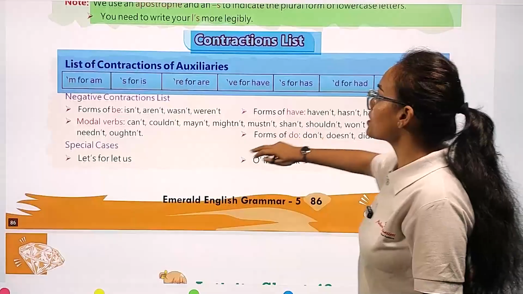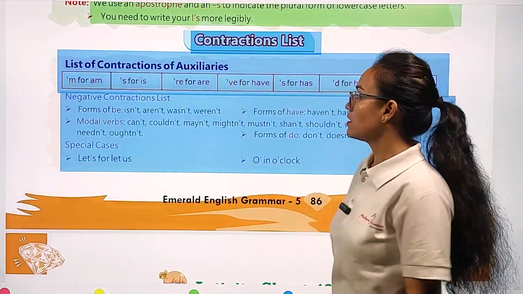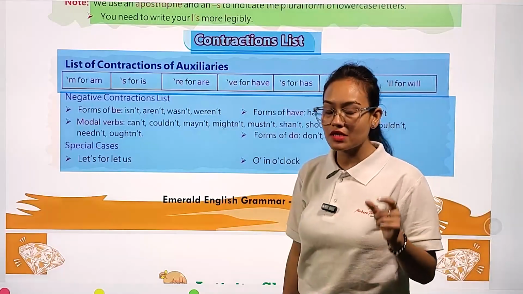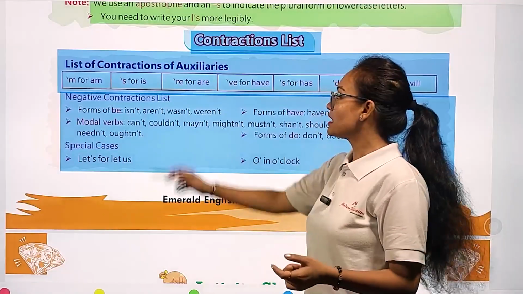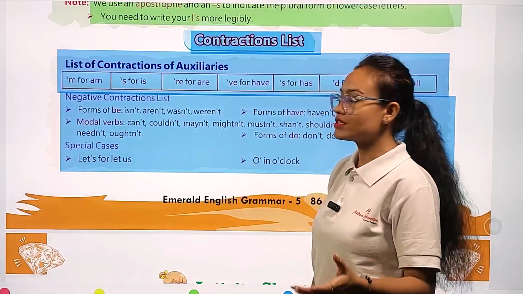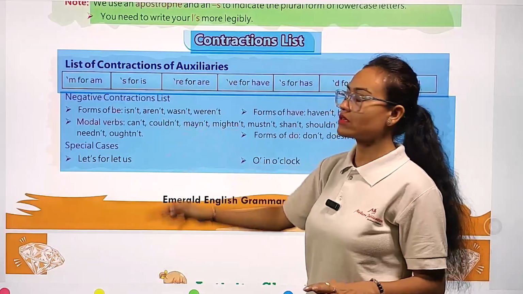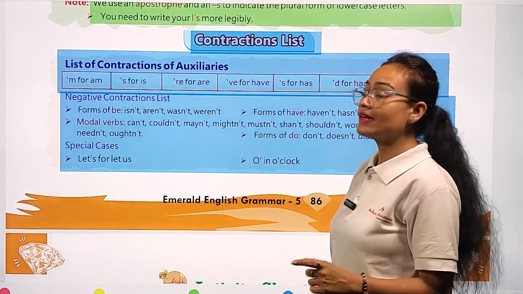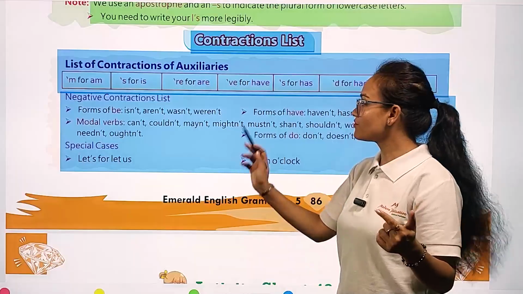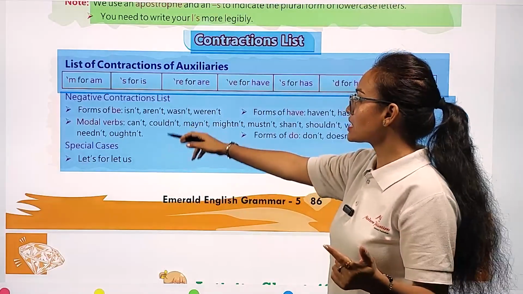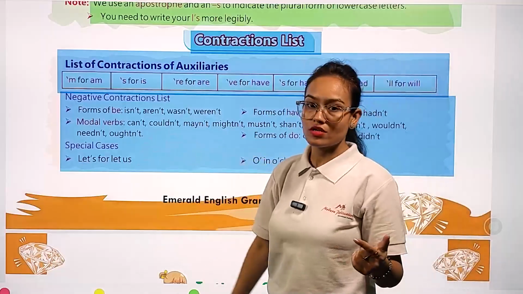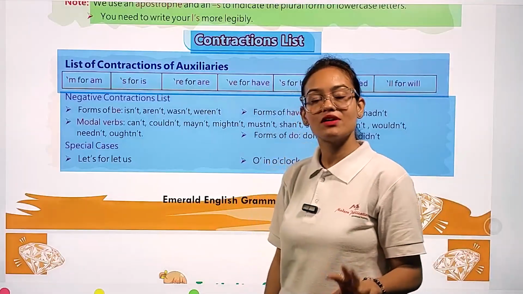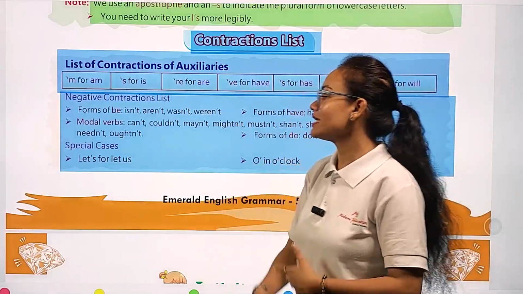Okay. Now we are also going to see some negative contraction lists. Forms of be: whenever the word be comes in the sentence, we see its forms, like isn't, aren't, wasn't, weren't. Modal verbs: these are all modal verb words, and here we add the apostrophe punctuation mark before the letter T. You can see can't, couldn't, needn't. Special cases: sometimes some irregularity is given for specific cases, like let's for let us.